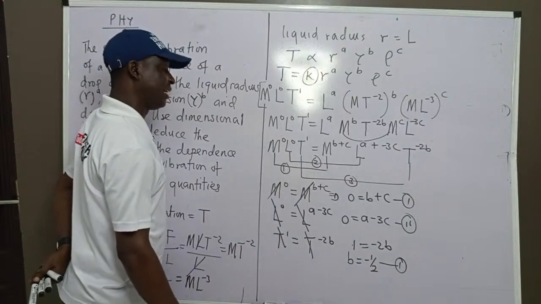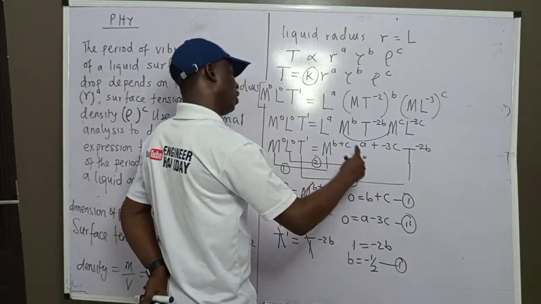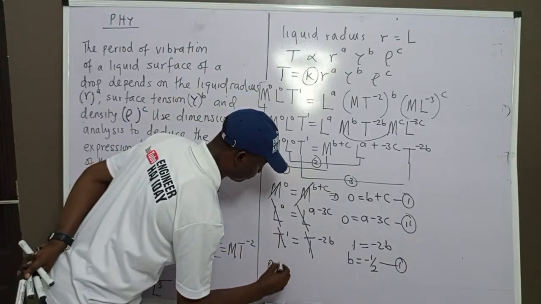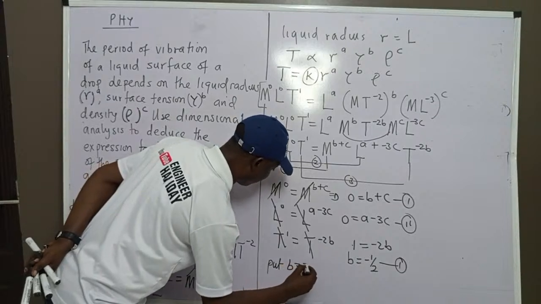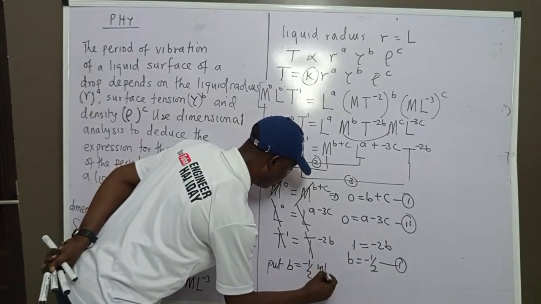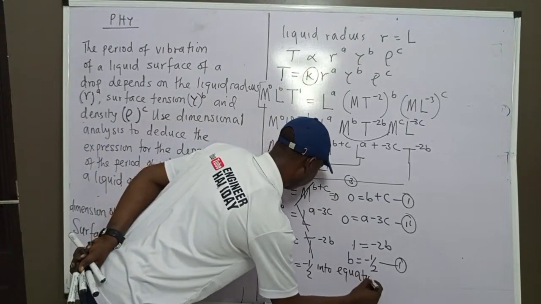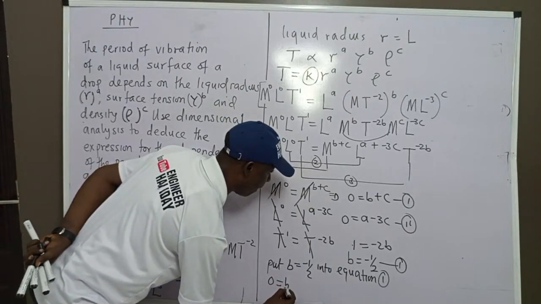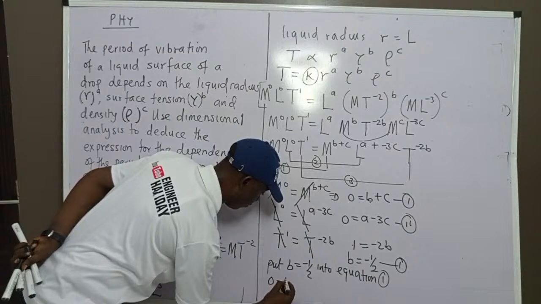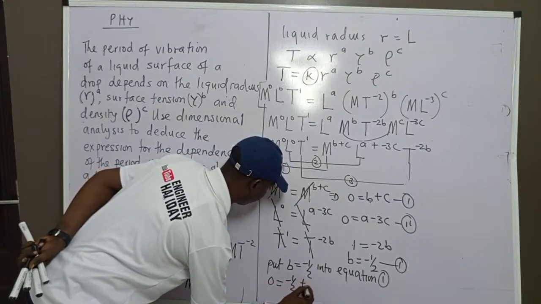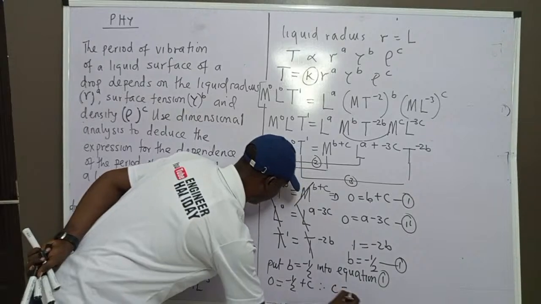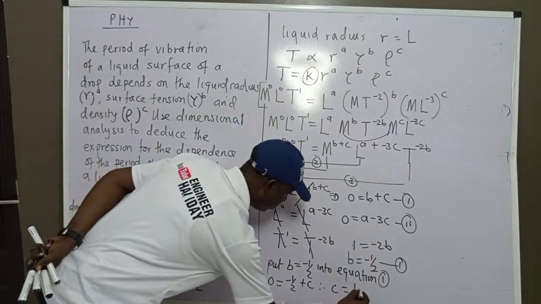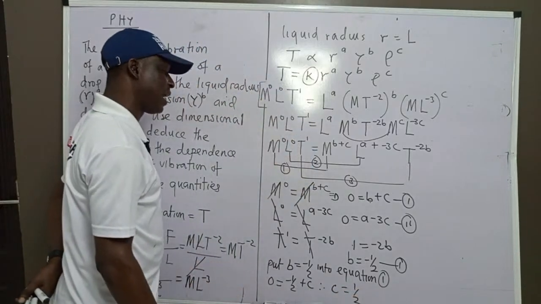Now the second answer: we put it into equation 1. So if we substitute B equal to minus 1 over 2 into equation 1, what do we have? We are going to have 0 equal to B plus C, which is, B is minus 1 over 2 plus C. Therefore, C will now give us what? Make C the subject of the formula. Bring minus 1 over 2 to the other side, it becomes 1 over 2.